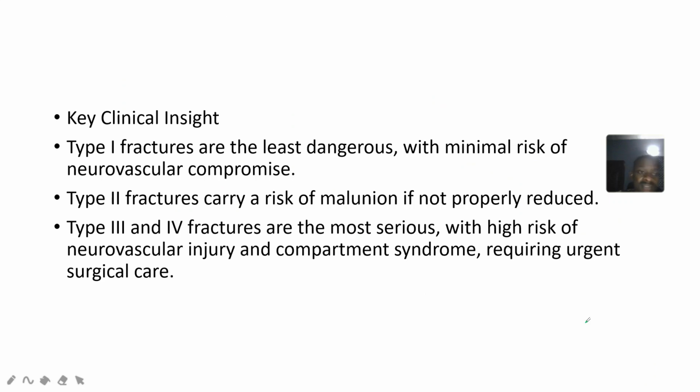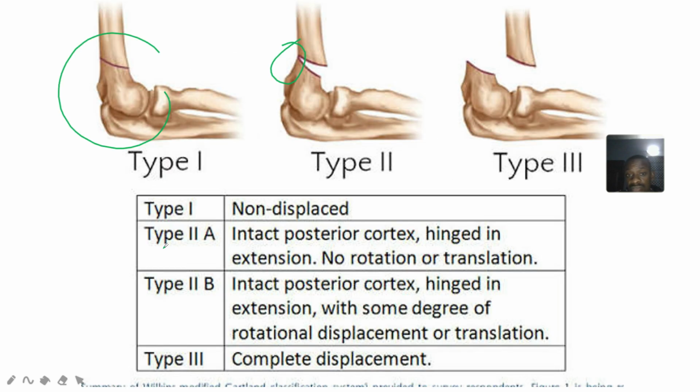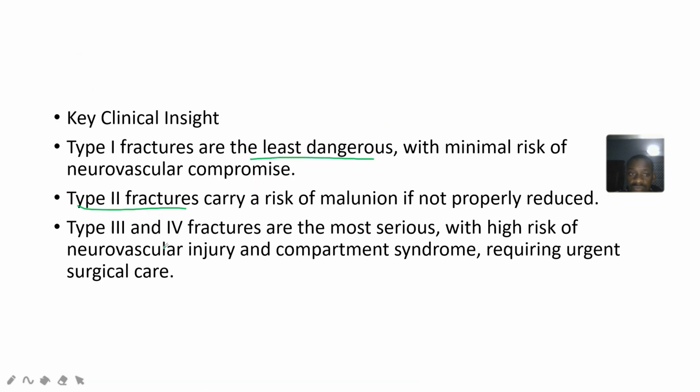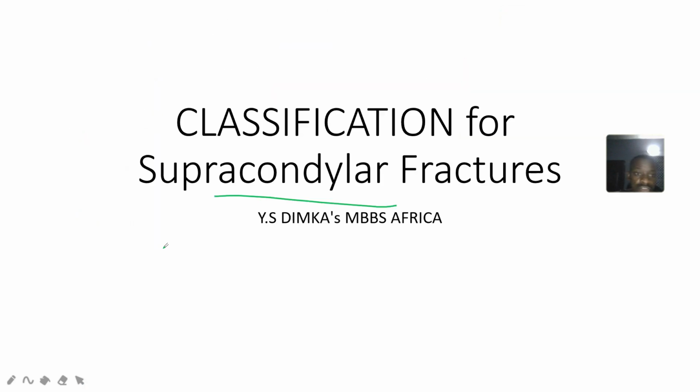The clinical insight is that type 1 fractures are the least dangerous, with minimal risk of blood vessels or nerves getting injured. Type 2 fractures carry a risk of malunion if not properly reduced. Type 3 and type 4 are the most serious, so there's a lot of risk of blood vessels and also nerves getting injured. So that's what we have for the classification of supracondylar fractures.